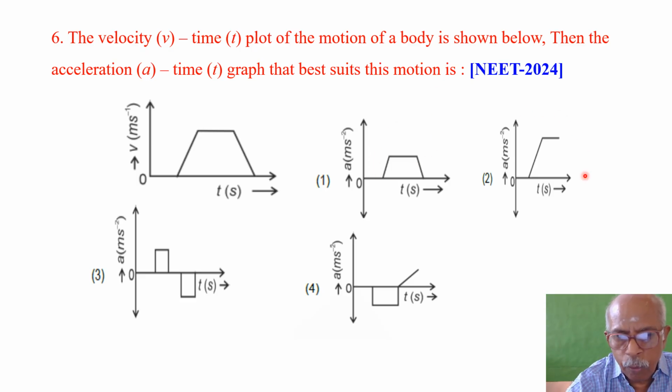So these are all the four options. These four figures 1, 2, 3, 4 are the options of the answer. And the first figure represents the velocity time graph asked in the question. This question was asked in the year 2024 in the NEET examination. So, out of four options, which graph correctly represents the acceleration versus time graph? Let us look into the problem.